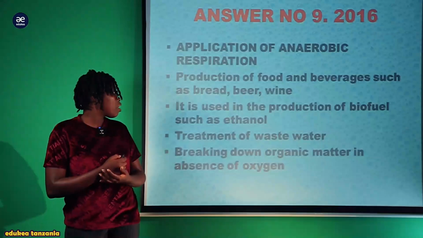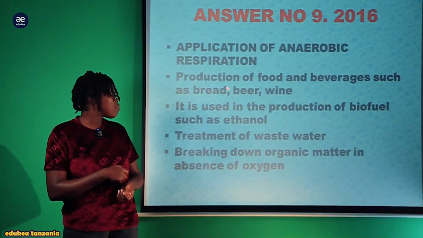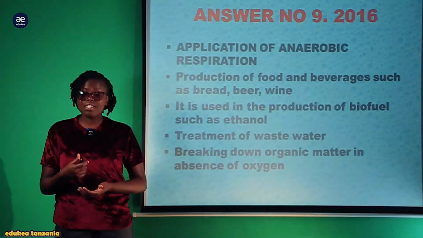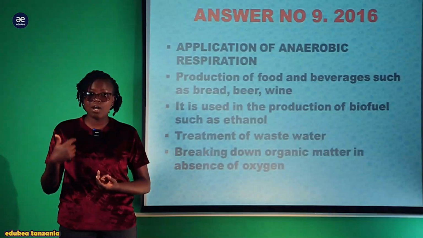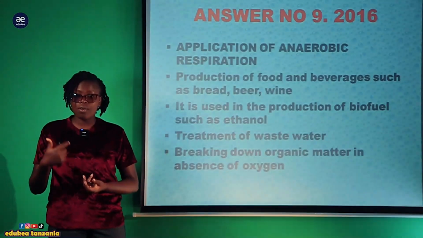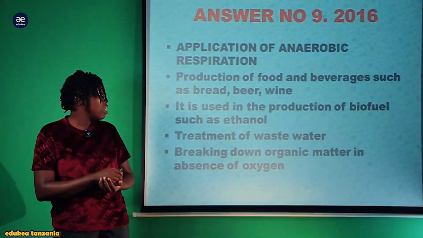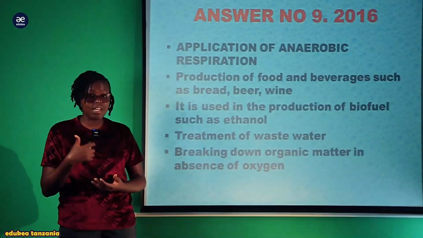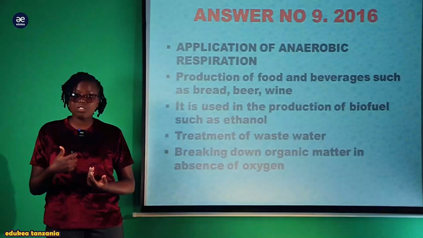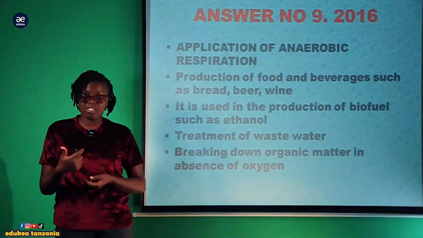The first one, anaerobic respiration is used in the production of food and beverages such as bread, beer and wine. Anaerobic respiration, for example in yeast cells, helps in making the dough rise for the cooks, which leads to the release of carbon dioxide. Like for example when making bread, and in the production of beverages, for example alcohol, beer, wine, anaerobic respiration takes place.